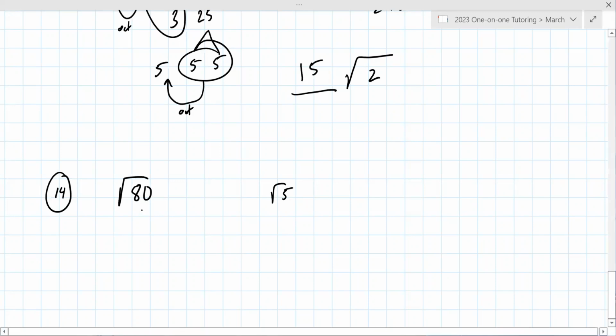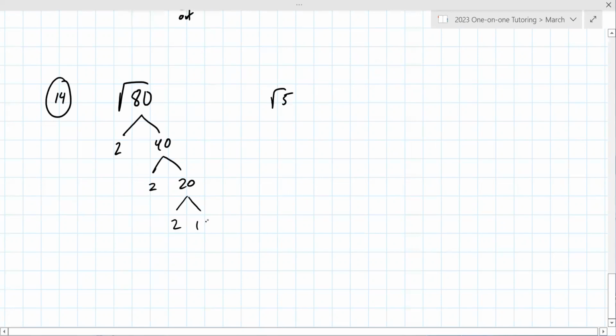Let's do it this way. Tell me what you did first. What went in your first branch left? 2 and 40. Good. And now what's your next branch? 2 and 20. Good. No problem so far. 2 and 10, 2 and 5. Does that look right? Mm-hmm.